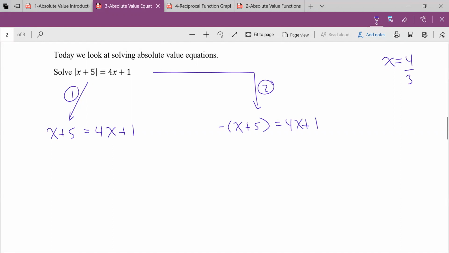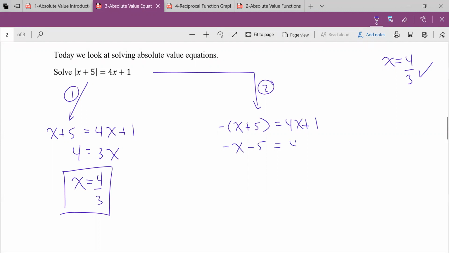Well, these are just linears, so let's just solve. Case one, I'm just going to subtract x, subtract 1, and divide by 3. And hey, look, 4/3. That's what I saw up there. Okay, that's good. What about on this one? I'm going to remove my parentheses by distributing that negative, and I'll move all my x's to the right-hand side. I'm going to subtract 1. So I add x over, and I get 5x. Ooh, almost made a mistake there. So I get x is equal to negative 6 over 5.